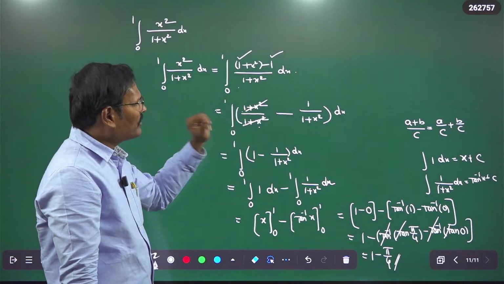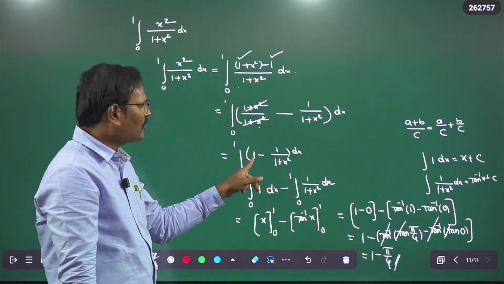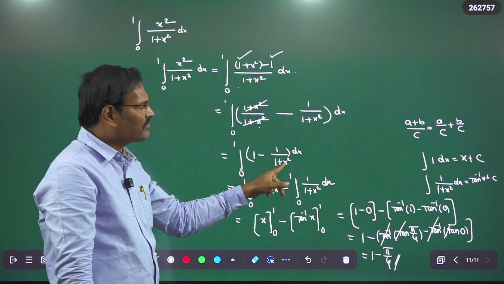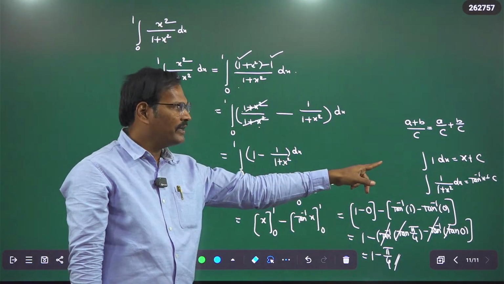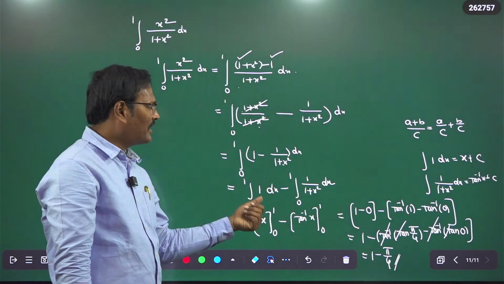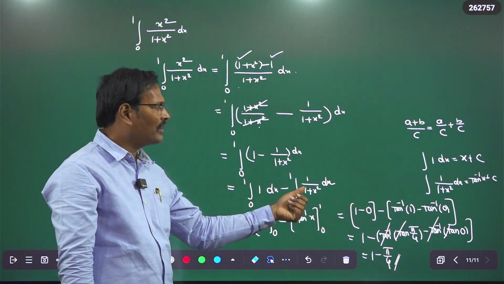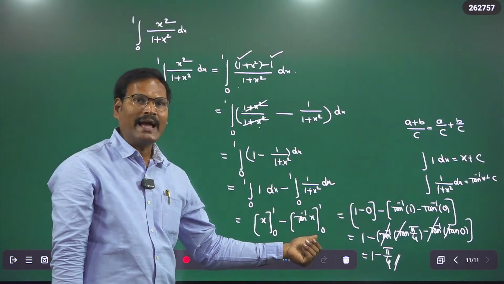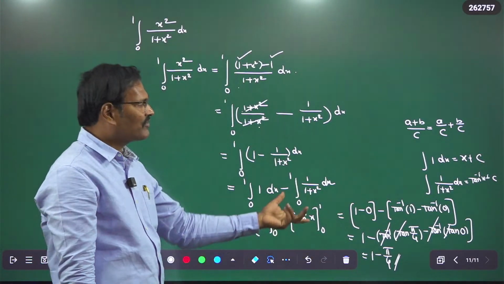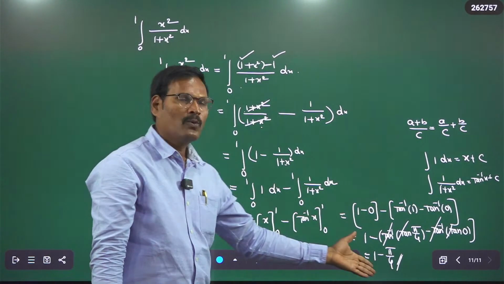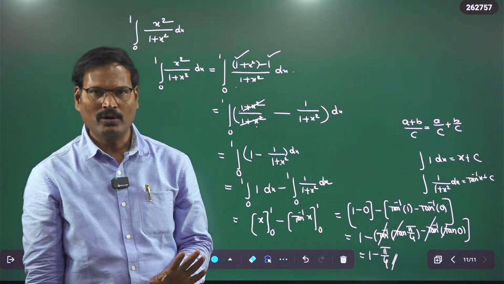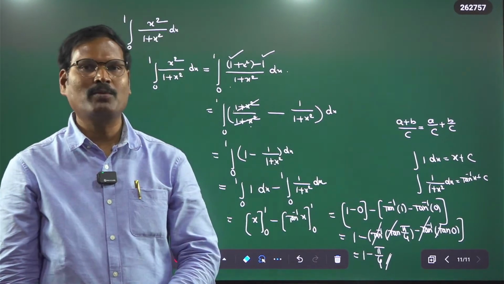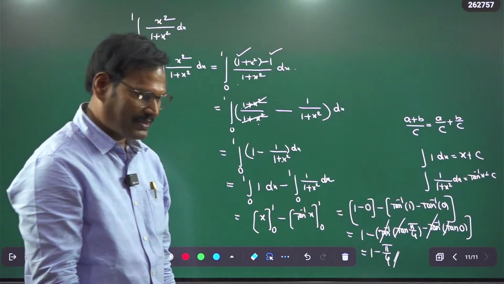So 1 plus x square, 1 plus x square get cancelled. Here we got 1 minus 1 by 1 plus x square. From the indefinite integration formula, we can write integral 1 dx as x, integral 1 by 1 plus x square as tan inverse x, and after substituting the limits, we can get 1 minus pi by 4. So this is the answer. This problem is important for IPE exam.